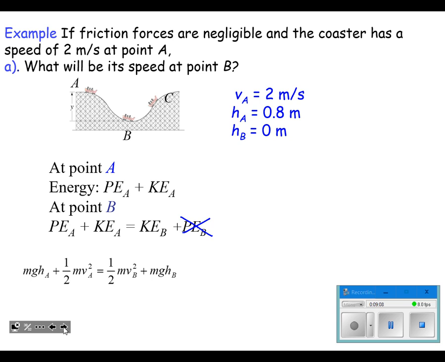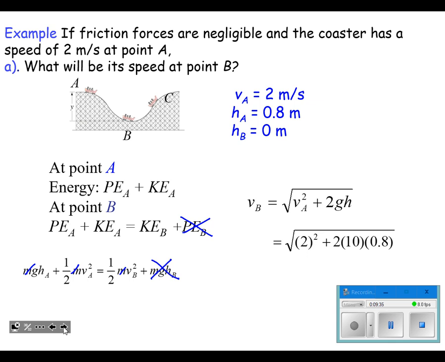So I could write my formulas out like this. Again, I know this is 0, so that will go away. There's an m in every one of those expressions, so I can also cancel out the m. Then I know the height of A, I know gravity, I know the velocity at A, and I'm looking for the velocity at B, which I can solve for with this formula. That's the rearranged manipulation. So the square root of 2 squared plus 2 times 10 times 0.8 gives me an answer of 4.47 meters per second.